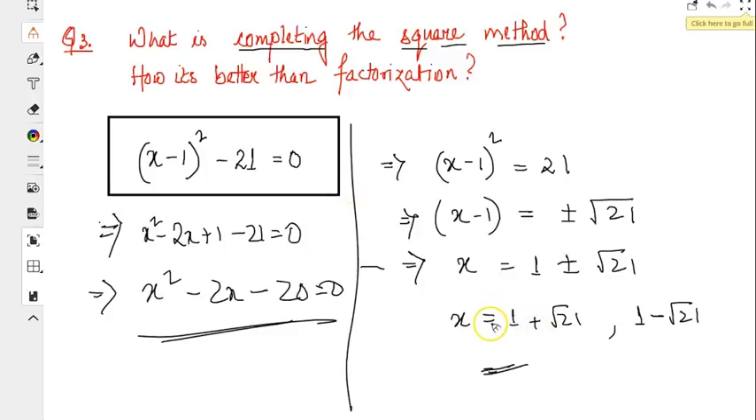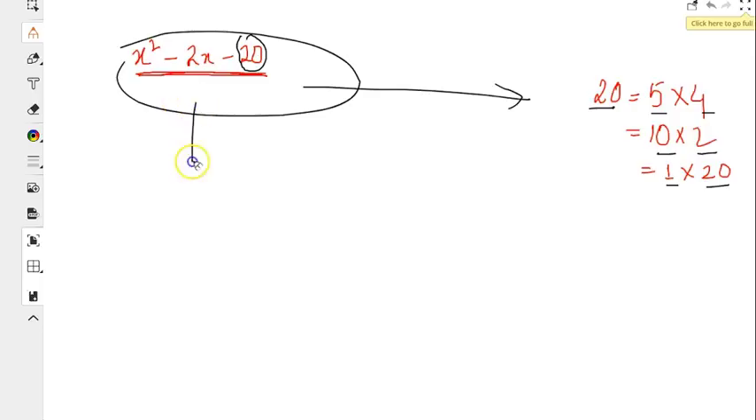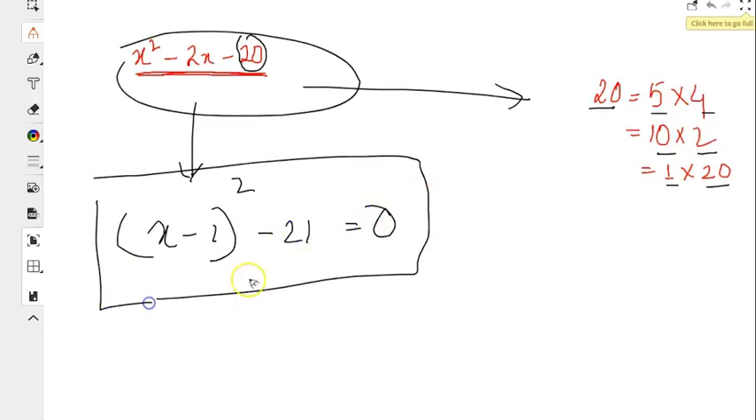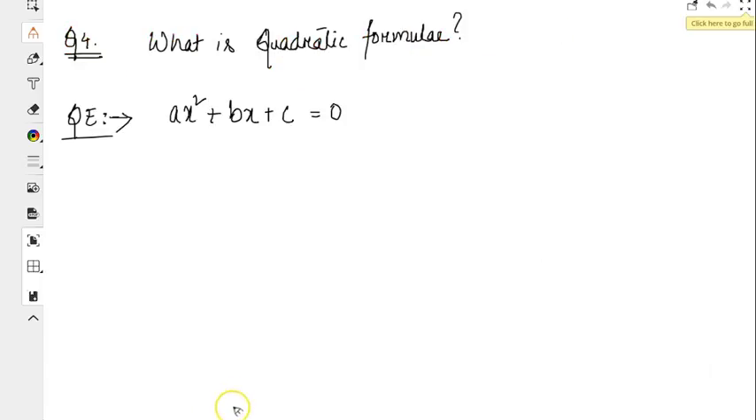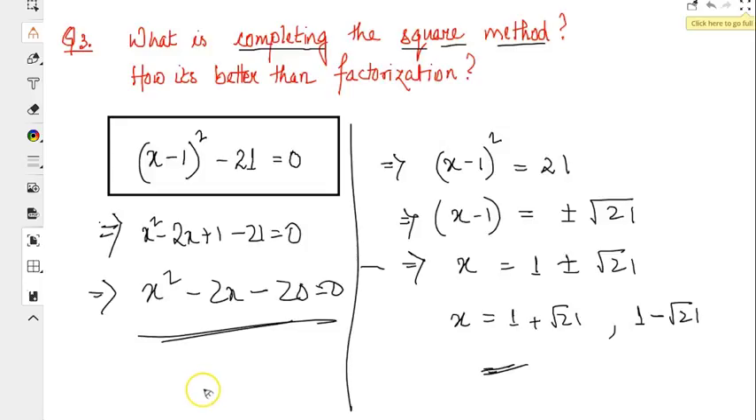So what is completing the square method? Converting this equation to the form x minus 1 whole square minus 21 is known as completing the square method. So you have to convert this equation to this equation. This is what basically you need to do, and this is what is known as completing the square method. So that's all about the benefits of completing the square method. We will solve one problem later on how to convert any quadratic equation using completing the square method. Now here I have just explained what the benefit is.